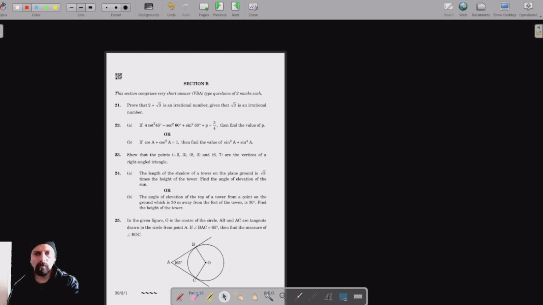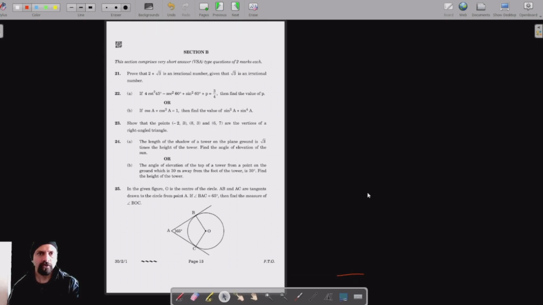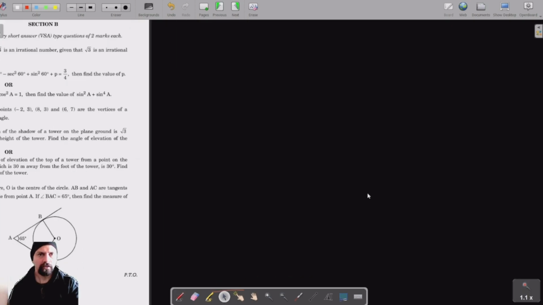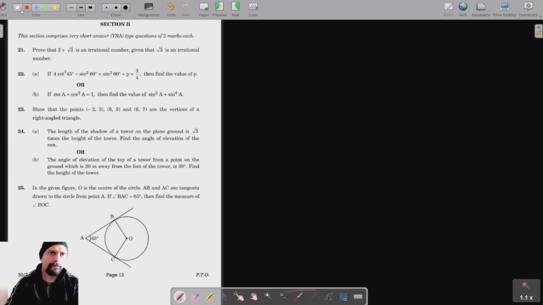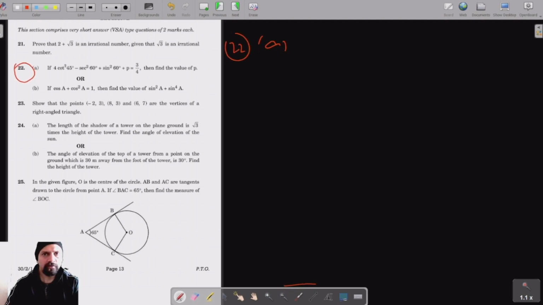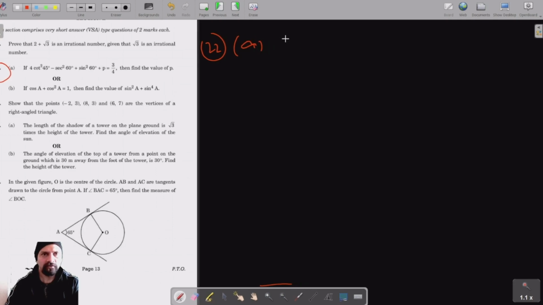Okay, for question number 22, we are going to solve part 1, which says that we have to find the value of p if this is given: 4 cot square 45 degree minus secant square 60 degree plus sine square 60 degree plus p is equal to 3 by 4.